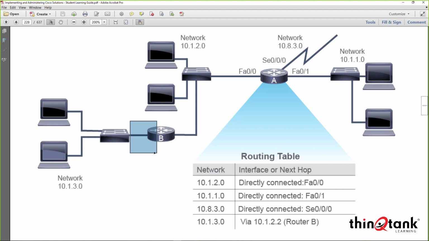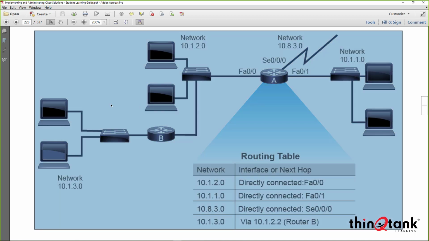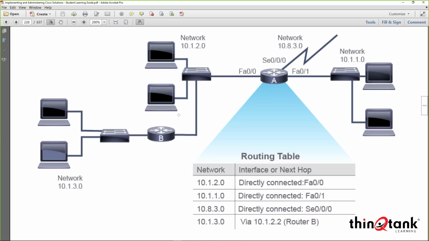Does this router know how to reach the next hop? Does this router know how to reach the remote destination? But not only do you have to do it in one direction, you have to do it in the other direction as well. Just because router A has a route to the 3 subnet does not mean router B automatically has a route to the 1 subnet. See what I'm saying?